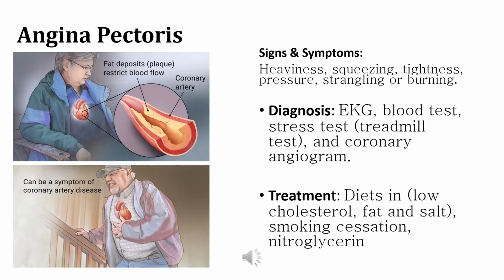If blood flow to a certain area of the heart decreases or even stops completely, the heart develops ischemia, or a deficiency of oxygenated blood, and you develop chest pain or angina. So what are the signs and symptoms of angina? People with angina may complain of chest discomfort, not necessarily chest pain. The description of this chest discomfort may include heaviness, squeezing, tightness, pressure, strangling, or burning.